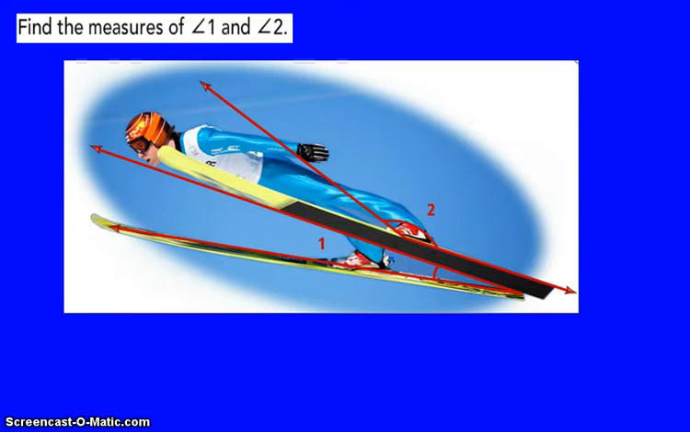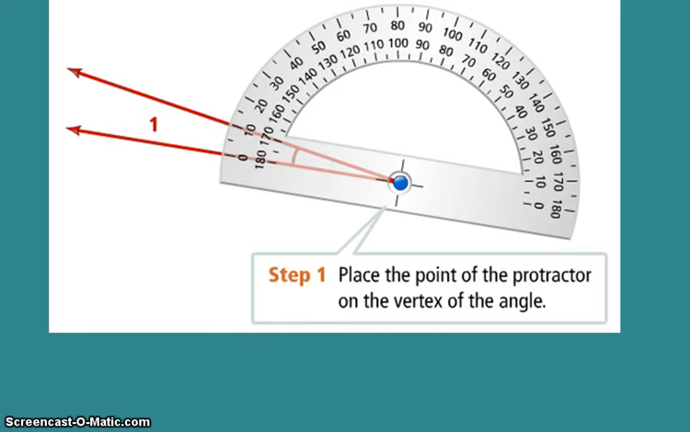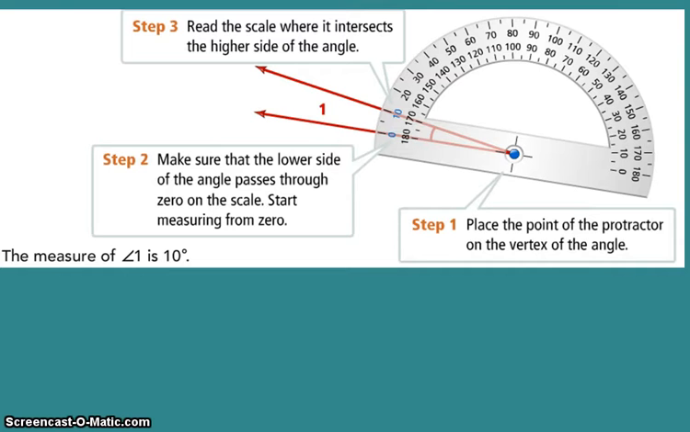Find the measures of angles 1 and 2 using a protractor. We took angle 1. Your first step is to place the point of the protractor on the vertex of the angle. Step number 2, make sure that the lower side of the angle passes through the 0 point on the scale. Start measuring from 0. Step number 3, read the scale where it intersects the higher side of the angle. When you do that, you see that angle 1 measures 10 degrees.